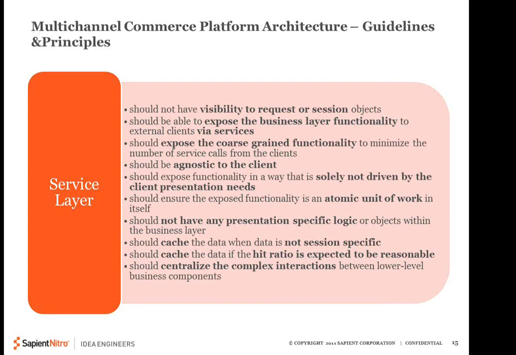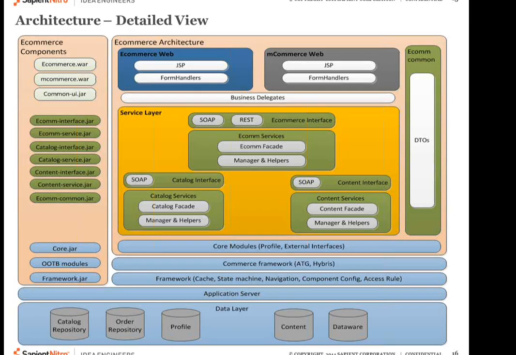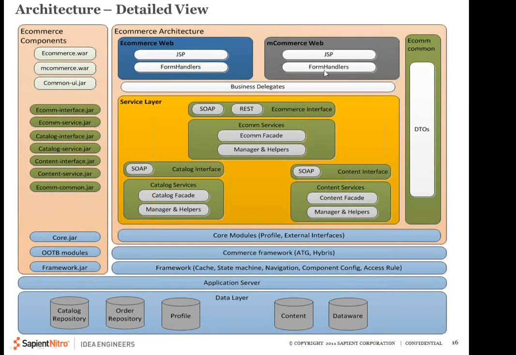A typical architecture of a multi-channel platform looks like this. Let me explain this for a second. You have an e-commerce web, you have an m-commerce web, you have JSPs and a form handler, which can be very specific to the web and m-commerce. The business delegate can be common across all channels. This business delegate directly interacts with your e-commerce interface, where you make all the calls to the business delegates, and it is a common module that the channels can use.